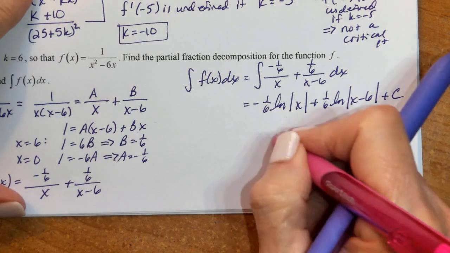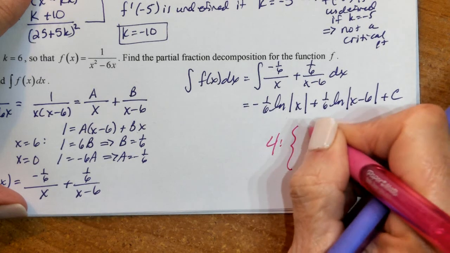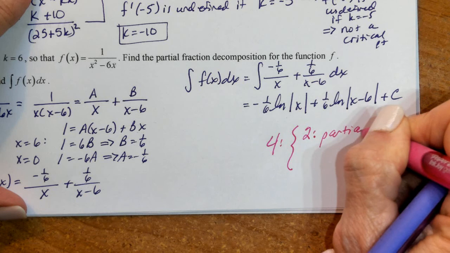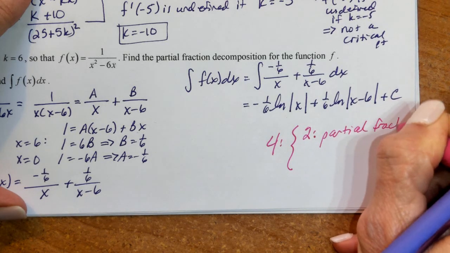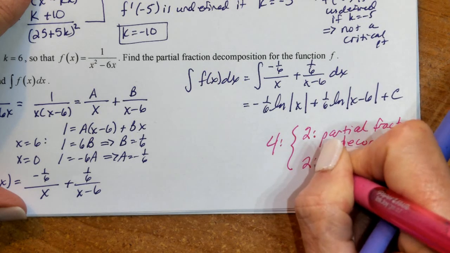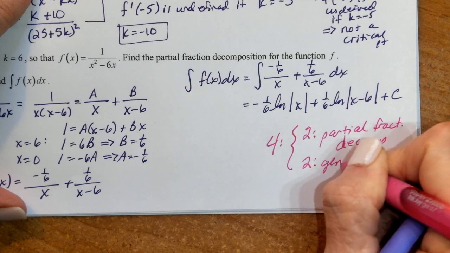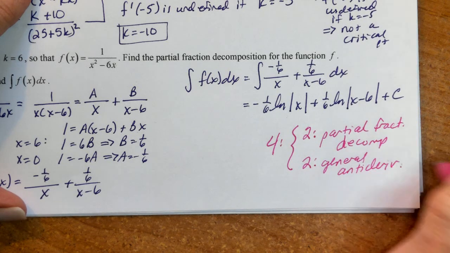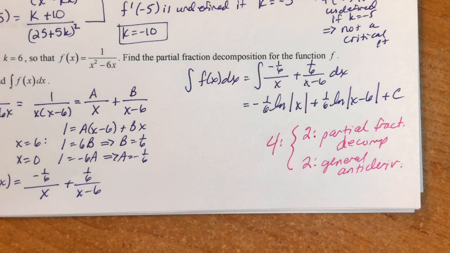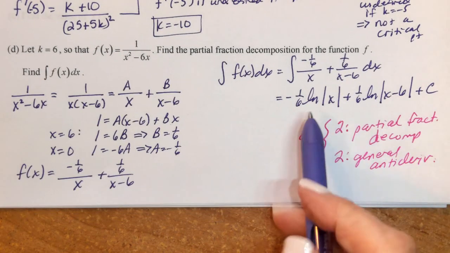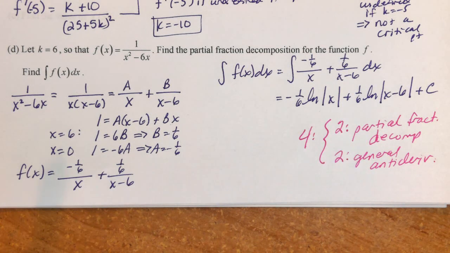This was worth 4 points that year. 2 points for the partial fraction decomposition. And 2 points for the what they say general antiderivative. Don't know if they split that up, how they split it up, I don't know. I'm sure they split it up somehow or gave some kind of partial credit, but I don't know what they did back then.